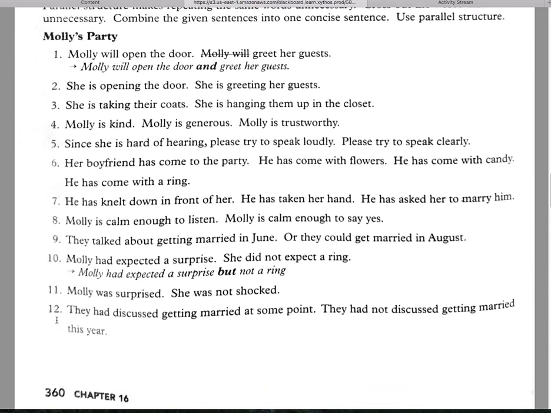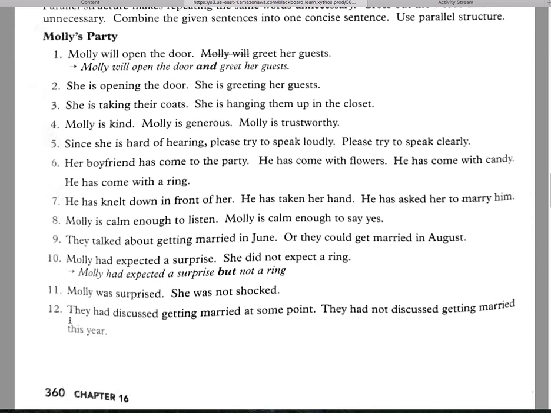Number 10 is using "but," because it gives you contrast. Molly had expected a surprise. She did not expect a ring. So you say Molly had expected a surprise, but not a ring. Number 11. Molly was surprised. She was not shocked. So you're going to say Molly was surprised, but not shocked. You omit "she was." Molly was surprised, but not shocked. No commas necessary.